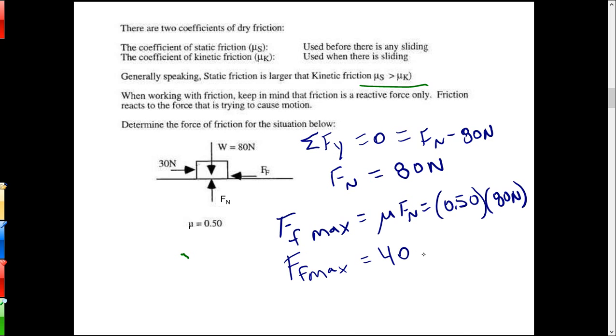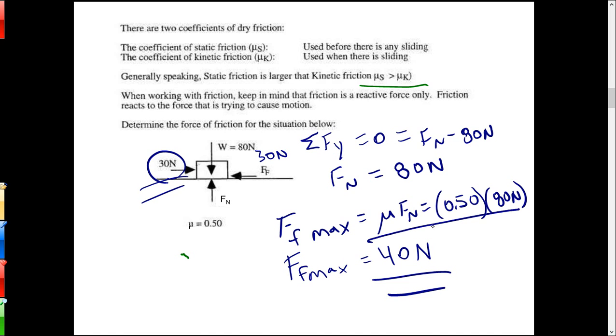So what's the friction going to be? 30. Yeah, it's going to be 30 because all we're pushing with is 30. Now the friction can go up as high as 40, but it's only going to hit 30 because we're pushing with 30. The friction itself won't cause the box to fly across the room. If we took the friction to 40, the box would go to the left, which obviously it's not going to do because we're pushing to the right. So keep in mind that this mu Fn is the maximum. That's as high as it can go. So be a little careful with that.